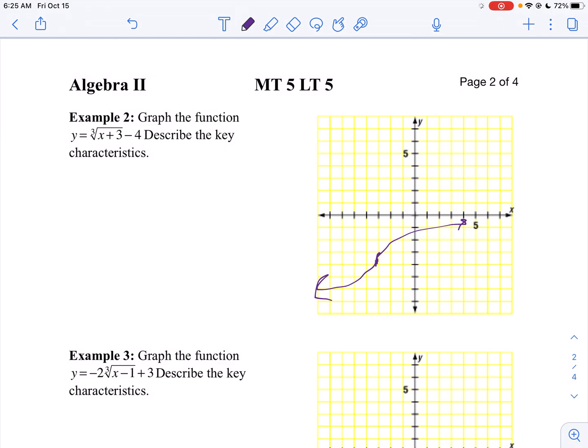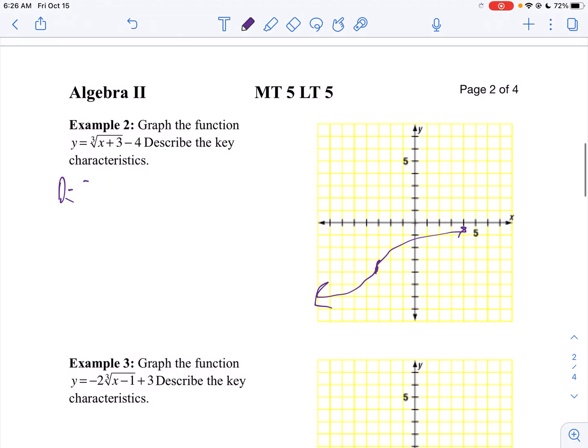So we want to describe the key characteristics again. So my domain is all real numbers. My A didn't look very nice there. That's why I paused there. All real numbers. My range is going to be all real numbers.